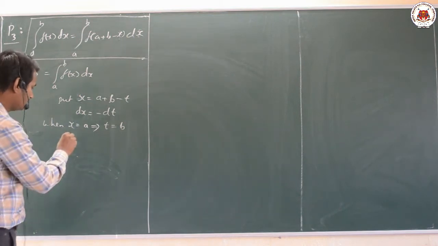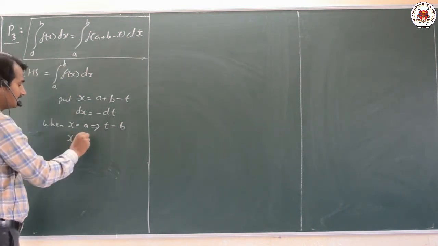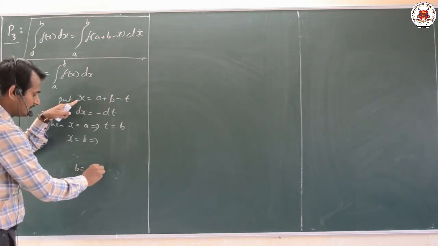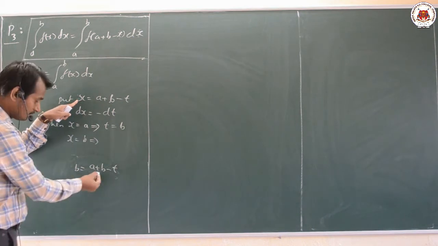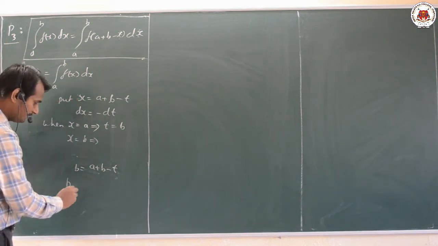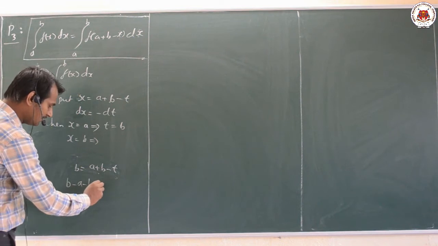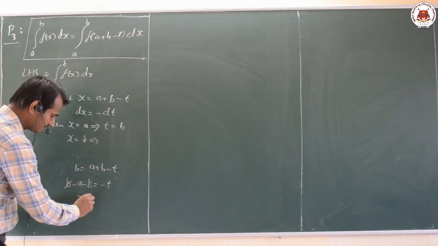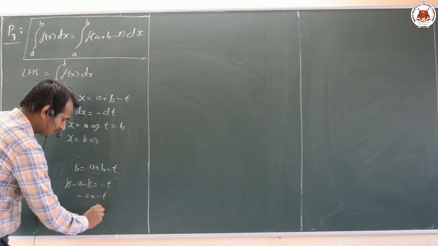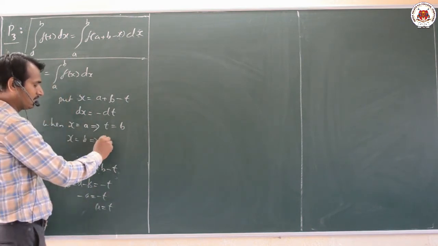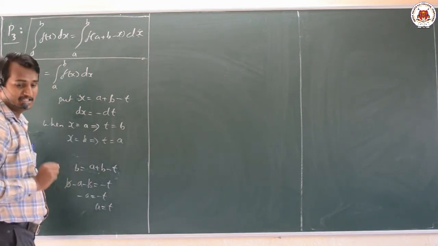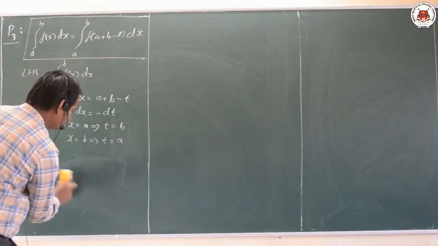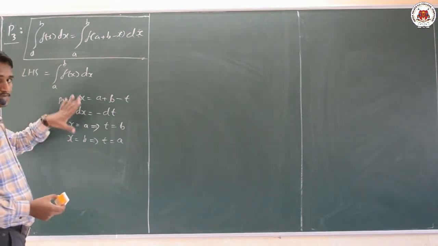Also when x is equal to the upper limit b, I will substitute b equal to a plus b minus t. Taking both the terms to the LHS, b minus a minus b equals minus t. Here b gets eliminated, minus a equals minus t, so a equals t. That implies the value of t will be a here. Now I will substitute all these values in the above.